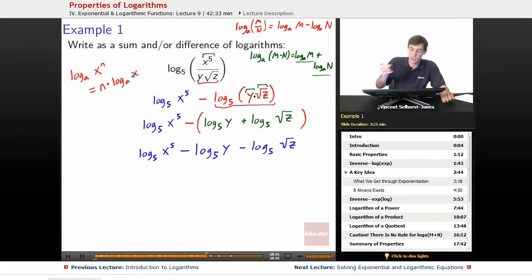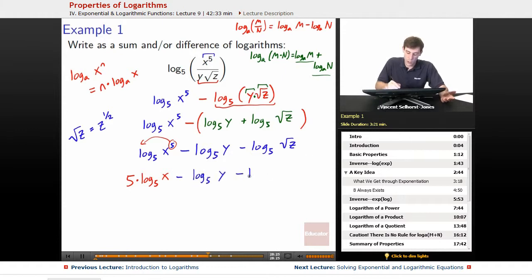So in this case, we've got the 5th power, and how can we rewrite root z? Well, remember, root z, any square root, is just like raising to the half. So we can bring the 5 to the front, so we've got 5 times log base 5 of x. We continue to just bring down our log base 5 of y minus, we'll rewrite the z, log base 5 of z to the 1/2. And now we can bring this down as well.